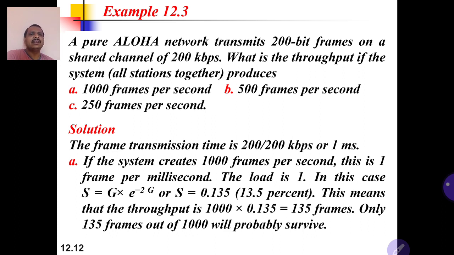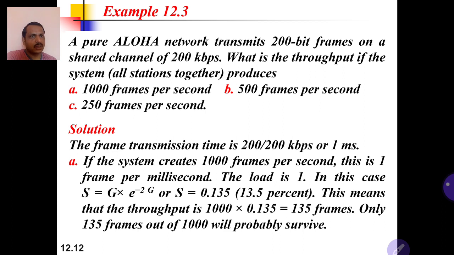First we will calculate the frame transmission time, TFR. 200 bits is the frame size, 200 kbps is the speed of transmission. Then how much time is required? 1 millisecond is the TFR. Means in a TFR time, how many frames are produced by the system, that is the load. 1 millisecond is the frame transmission period. If the system creates 1000 frames per second, that is 1 frame per millisecond. So 1 frame has to be produced by the system in 1 millisecond.